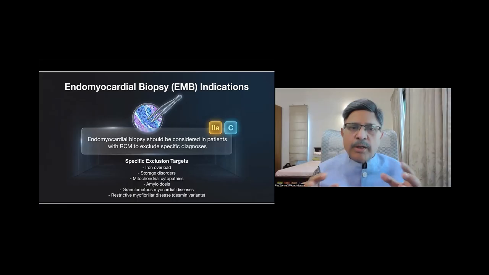It is required in those patients suggestive of restrictive cardiomyopathy, particularly to exclude other conditions like hemochromatosis, other storage disorders, mitochondrial cytopathies, amyloidosis, granulomatous myocardial disease, restrictive myocardial disease, and Desmin variants. For that, the level of evidence is 2C. Endomyocardial biopsy should be considered.